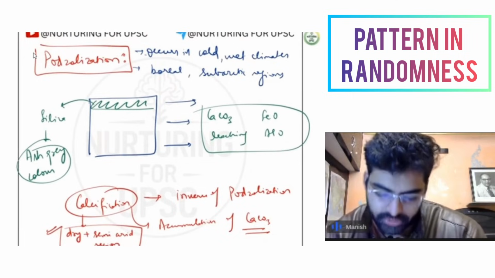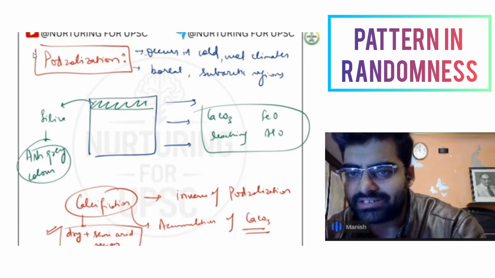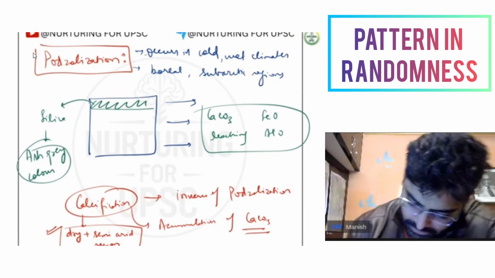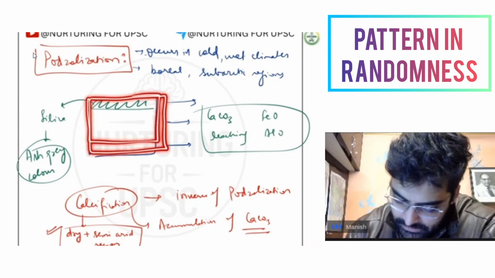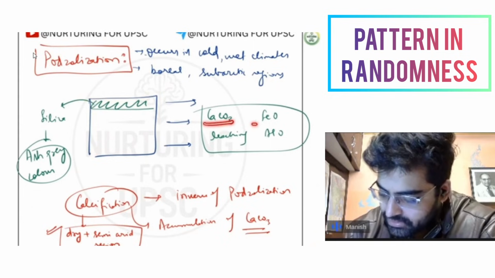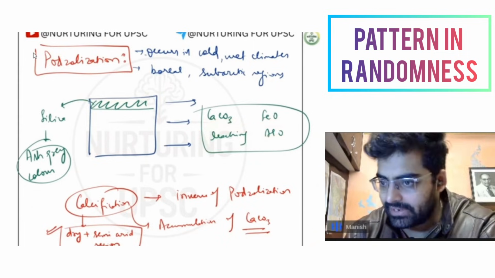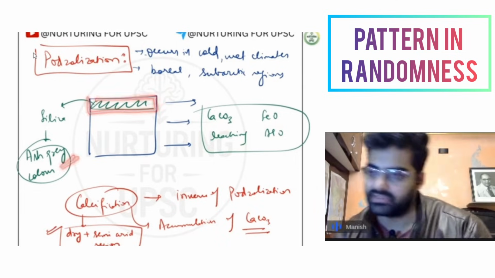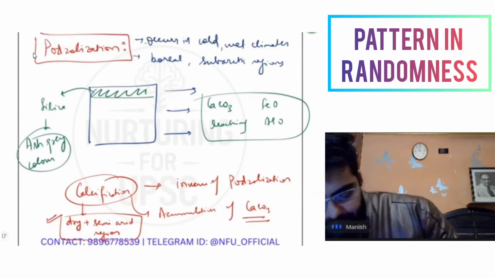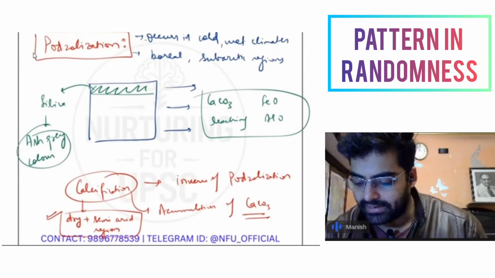Another process is podzolization. It occurs in cold, wet climates like boreal, subarctic regions, tundra, etc. So what happens? If this is soil, calcium carbonate, iron oxide, and aluminum oxide get leached, and what remains is silica. Since silica is light, it occurs at the topmost layer, and this gives rise to an ash gray color. All right. So in podzolization, calcium, iron, and aluminum get leached.